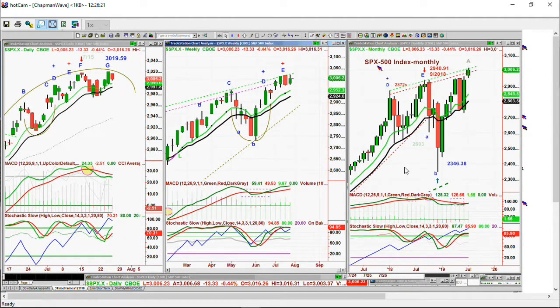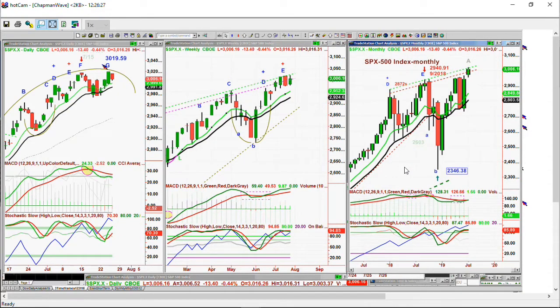So S&P 500, leg A from 2346.38 to 3019.59. I would say that that's a pretty serious leg A. You can have two, you can even have three months of a digestive phase. But then later in the year, boom, I think it starts to the upside again. So that's what I'm looking at here.